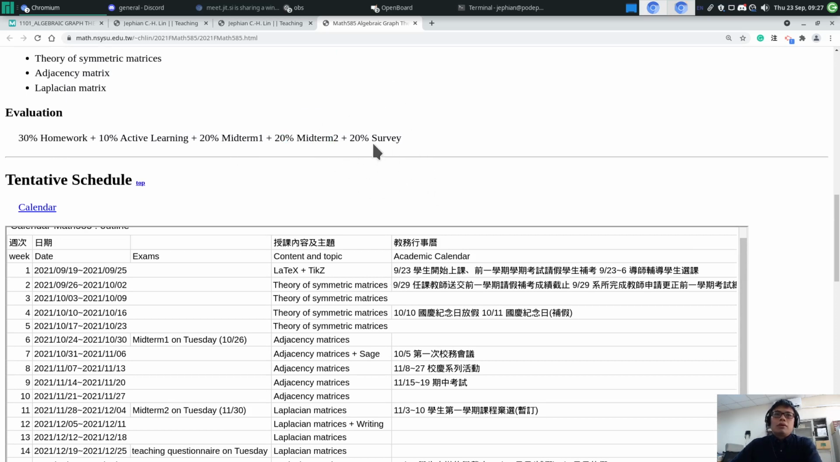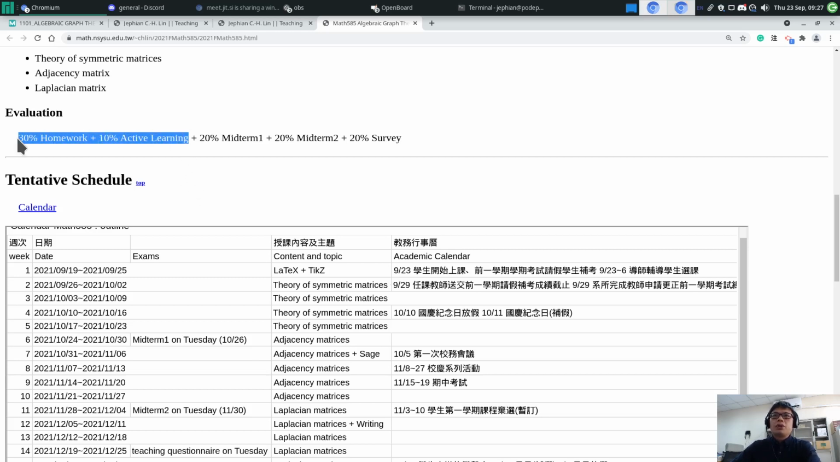And I will guide you to write a report that is suitable for graduate research. That's one of the goals. I really want you to be capable of writing something. That's an important part. Okay, so there is something kind of weird that's called active learning, and there is homework, and all of them count up to 100%.